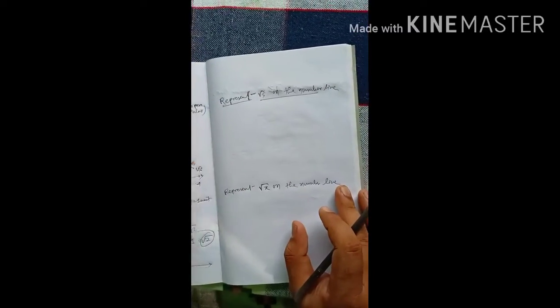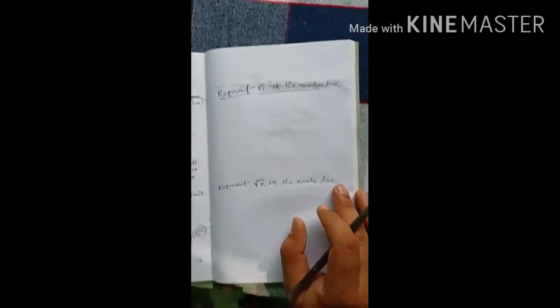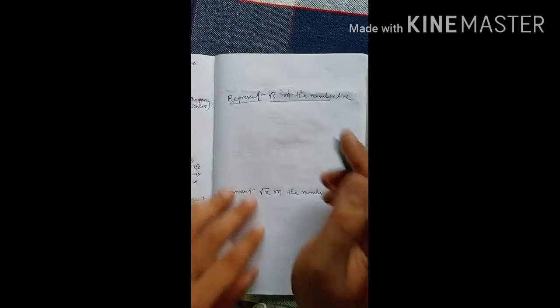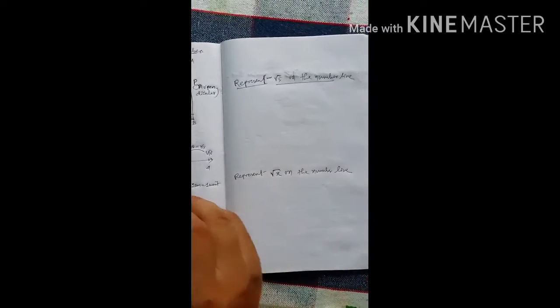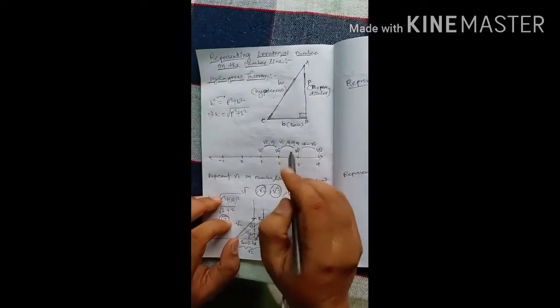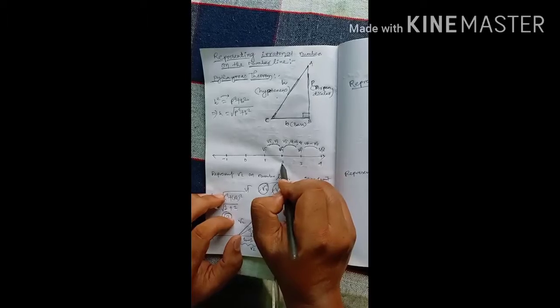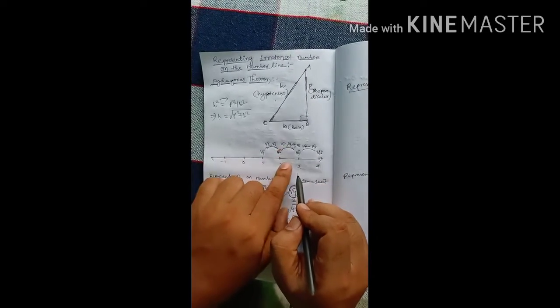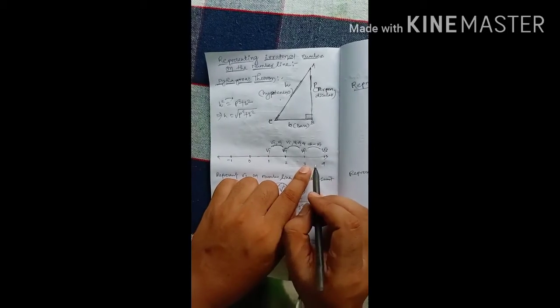So students, let us represent root 5 on the number line. Before representing root 5 on the number line, I make sure you know that root 4 is equal to 2, and root 9 is equal to 3. So root 5 is somewhere in between 2 and 3. And how can we do it?